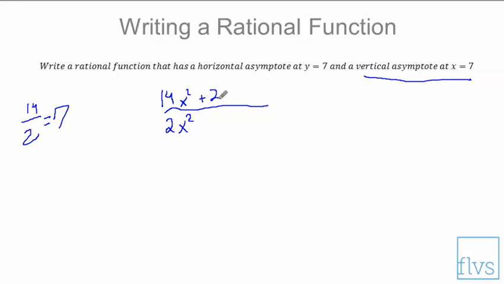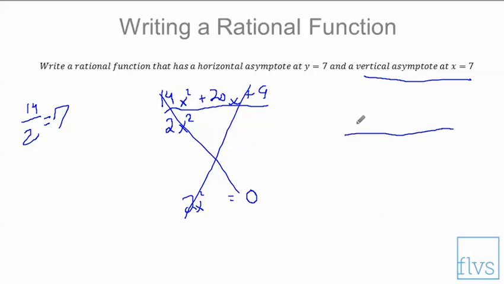We can put anything up here, 14x plus 9 if we want. On the bottom, my denominator, I've got 2x squared. I need it to be something that would cause it to be 0 when I plug in 7. And actually, what I'll probably do is make this even easier and just do something without quadratics. So up top, I'll make them the same, an x and an x.